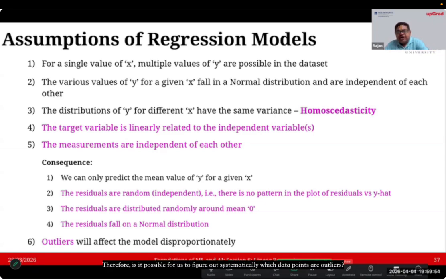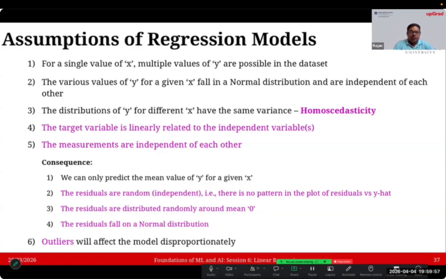Is it possible for us to figure out systematically which data points are outliers? This is where we have a problem. It is not an assumption, but this is something we will have to do. This is a part of the diagnostic tool. If you want to state it as an assumption, then yes, we can say that there is no outlier in the data. We can state it as an assumption and then go and test it.